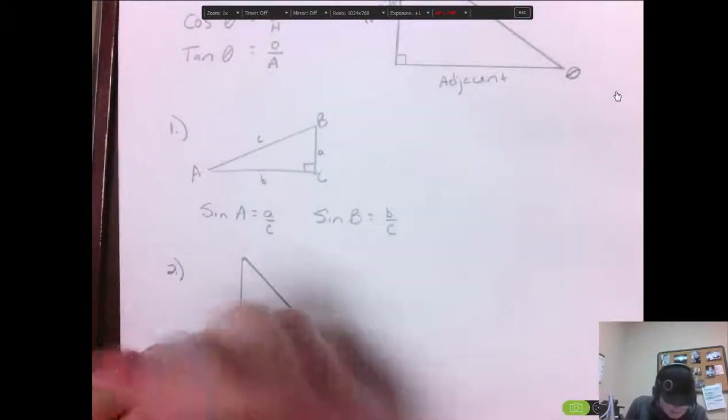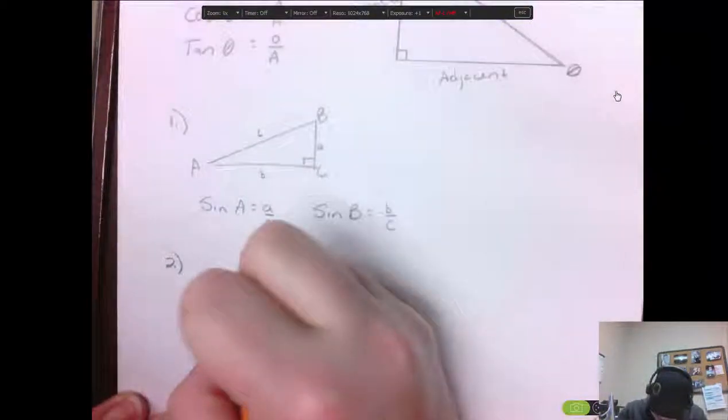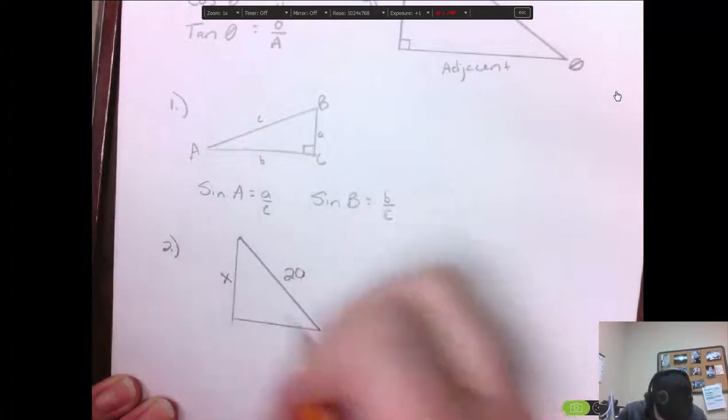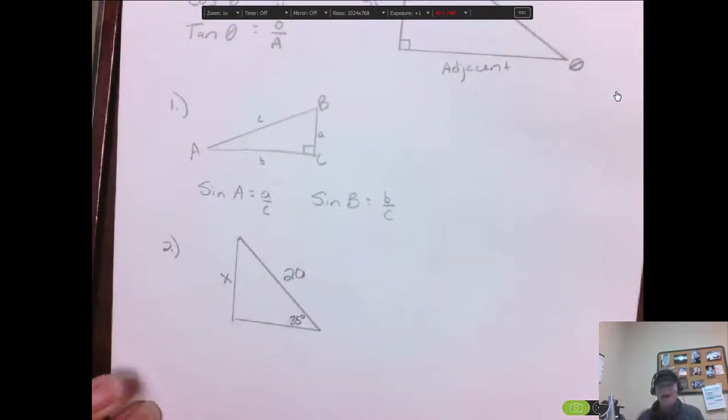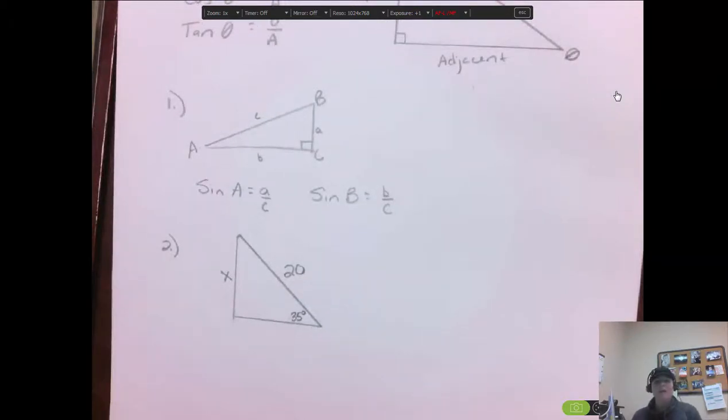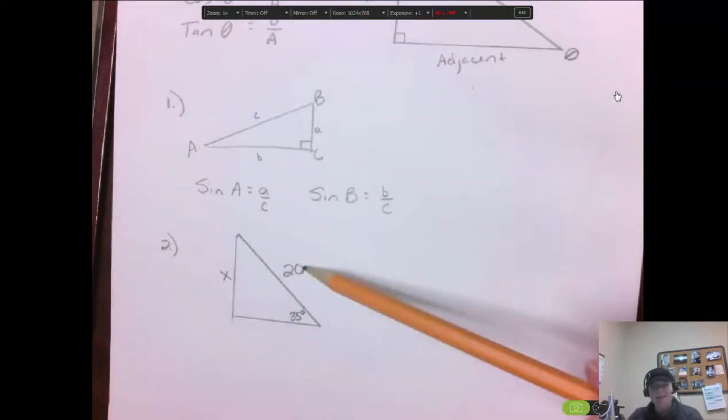Okay, so let's say this is X, this is 20, and this is 35 degrees. So I have this information, and I want to find X, this missing side over here. Well, let's look at what we know. We know here's an angle, and here's our two sides.